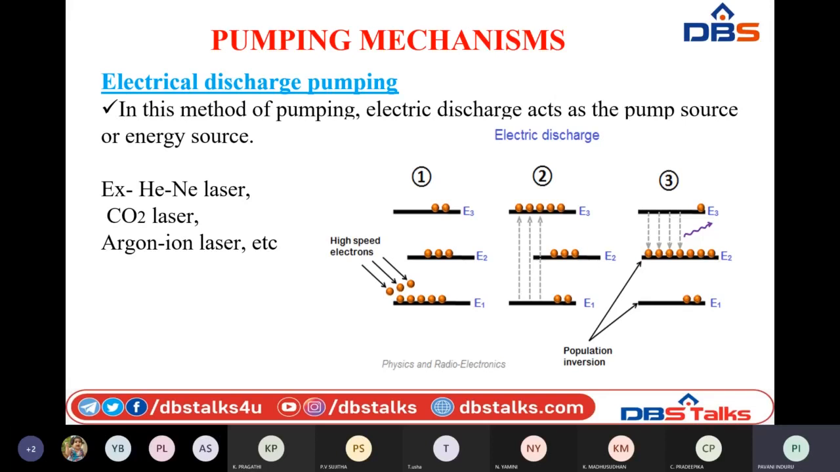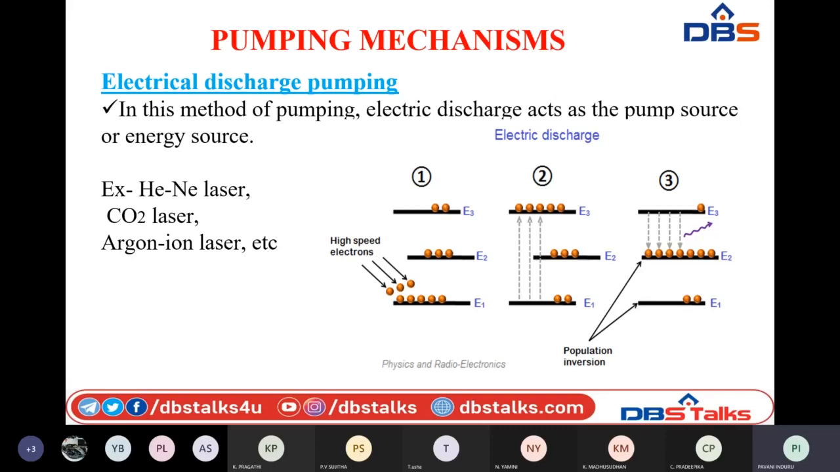Now, spontaneous emission takes place from E2 to E1, and that chance photon will trigger the stimulated emission, by which we will be obtaining many photons which travel in the same direction. So, this is how electrical discharge pumping will work.